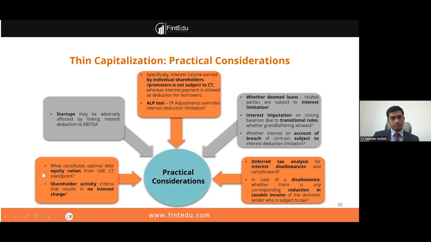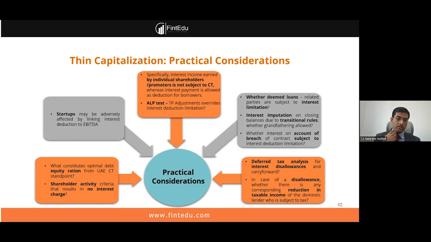So when we look at what constitutes an optimal debt equity ratio in the UAE, as I mentioned in my initial slides, there's no standard debt equity ratio that you have to follow in the UAE. For example, the total funds requirement of a company is about 10 million dirhams. You are allowed to have only 300,000 as equity and the balance amount of 9.7 million dirhams as debt or a loan, whether from third parties or from your shareholder. No one was questioning or objecting to this. But now we need to look at this, because once you've shown some amount as a loan, obviously you are going to pay some interest amount on that.